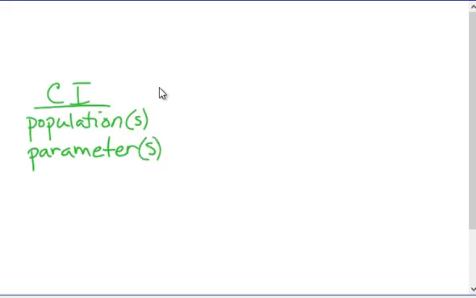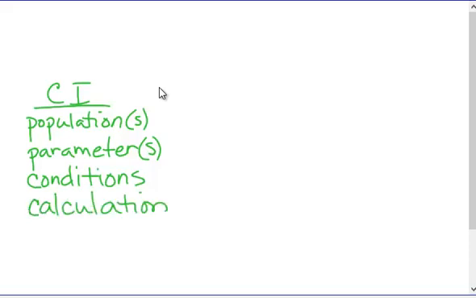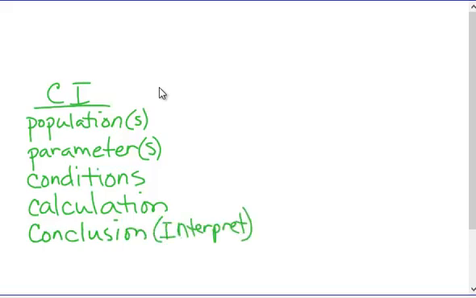Same thing with the parameters. You have parameter 1, and you describe what it is, and parameter 2, and you describe what it is. So you just state your populations, your parameters, check your conditions. And if it's a 2-sample, the conditions are doubled. You have to check them twice, once for each sample. After the conditions, you can do the calculation. And then for the confidence interval, once you've calculated what your interval is, then you state your conclusion, which is the interpretation of the confidence interval that you calculated.